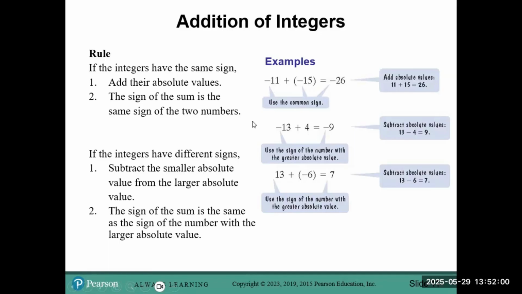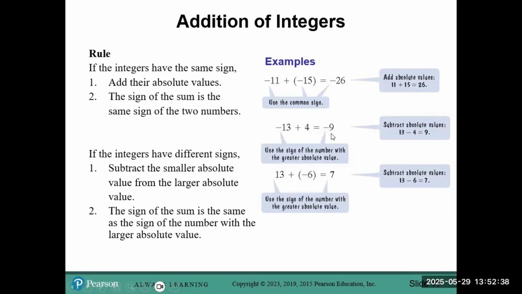When one has a negative sign and one has a positive sign, now what we have to think about is what's the difference between the absolute value of the two numbers. And then the bigger one is going to influence the sign of the result. So the absolute value of -13 is 13. So I'm going to subtract 13 minus 4, that's 9. But since I started with a negative number, now my answer is going to be negative. So -13 plus 4 is -9.